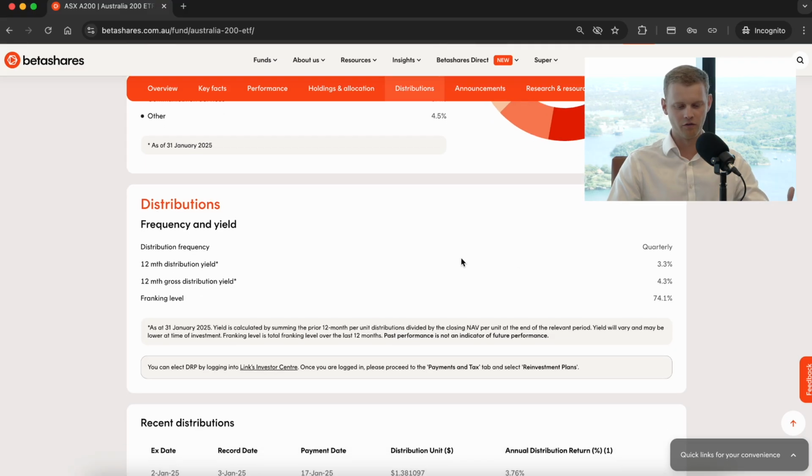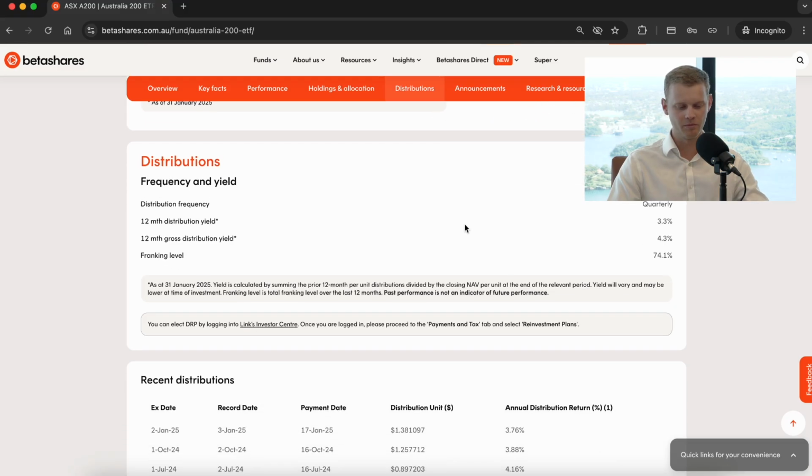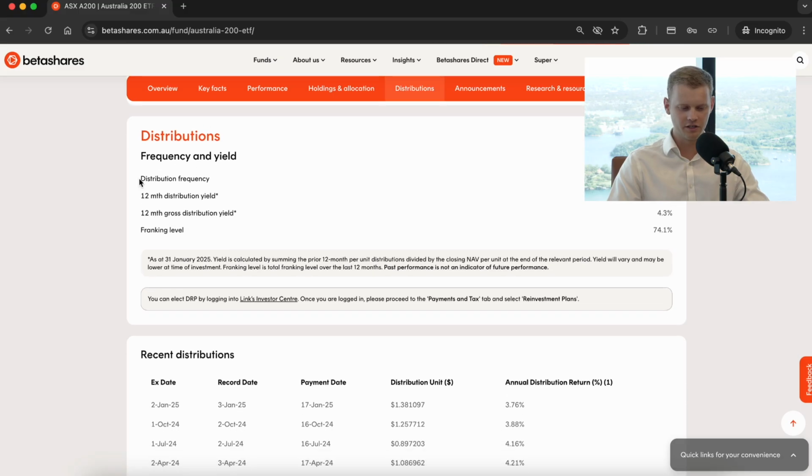It's a great advantage of us being Australian investors in the way our market is and the way the US market is. Moving on, another great feature of the Australian market, as I mentioned at the top, is the high income potential. So you can see here for this fund, the distribution frequency. What does that mean? That's how often this fund aims to pay distributions to investors. And that's quarterly for the Australia 200 fund.